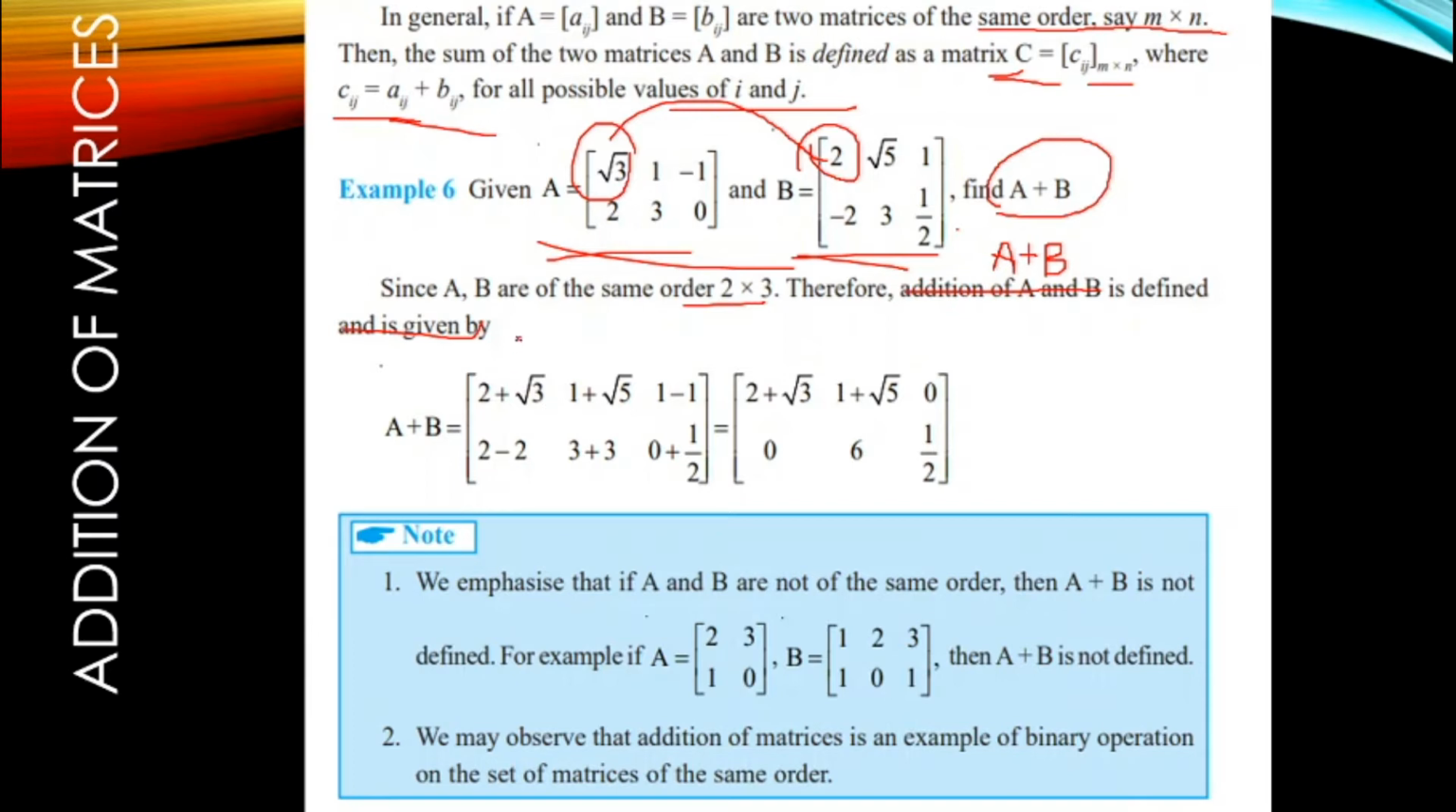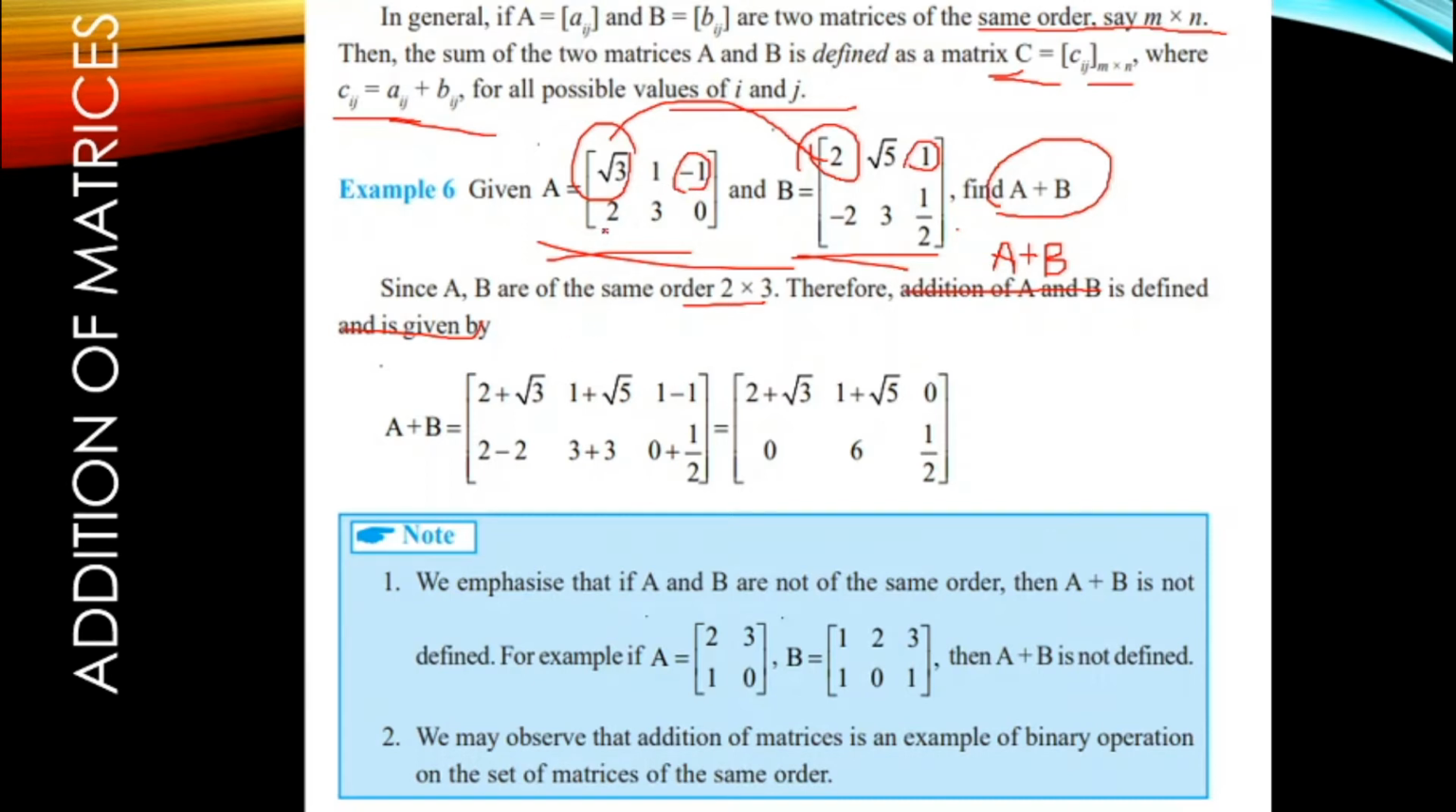So how do you write A plus B equal to? You directly write root 3 plus 2, 1 minus 1, plus root 5, then minus 1 plus 1. Don't get confused, they have just arranged and written the positive number first and then the negative number. So you need not get confused about what happened to this negative one and how come this became negative. It's not like that. They have written the positive number first and then the negative number. So 1 minus 1 it is.